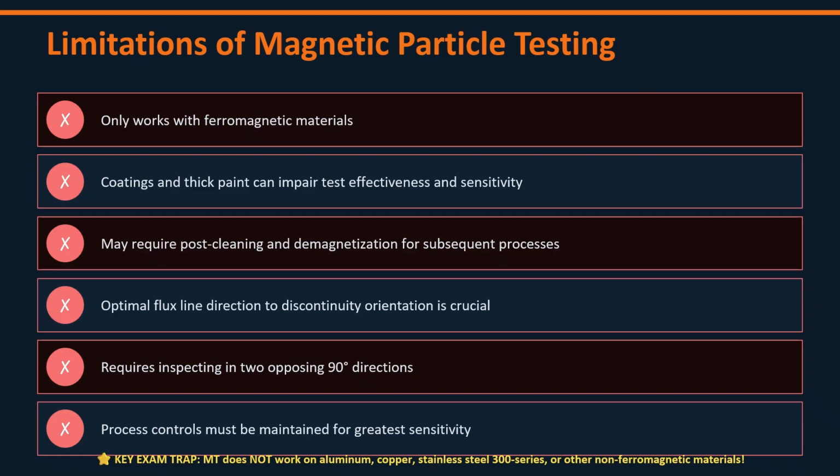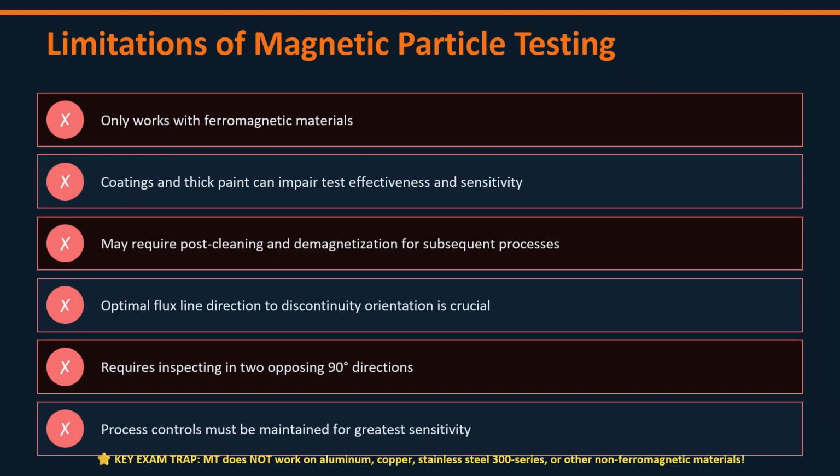The second limitation is coating. A thin, qualified coating may sometimes be inspected through, depending on the governing procedure and demonstrated sensitivity. Thick paint, plating, corrosion products, or other layers can increase the distance between the discontinuity and the particles and can reduce the effective response. Never assume that a painted surface is acceptable simply because particles still move.